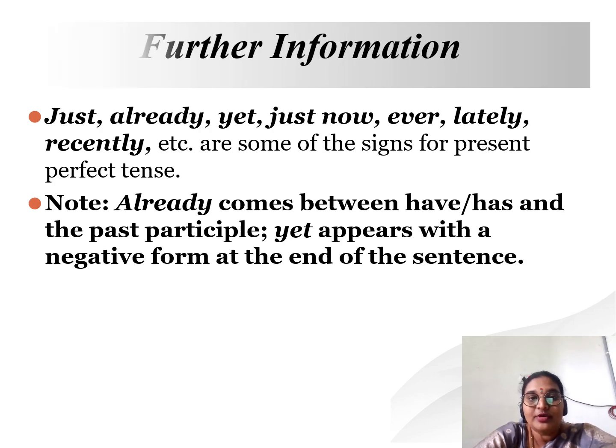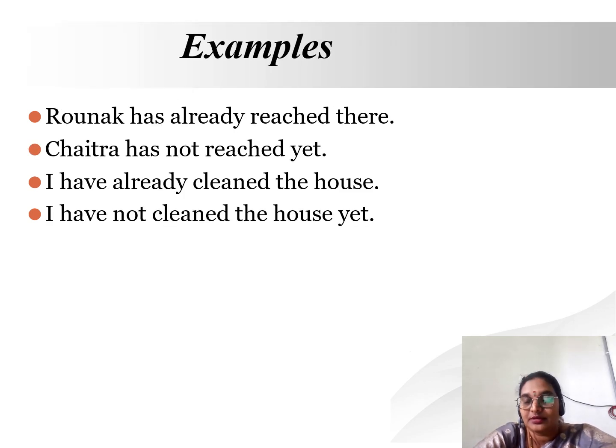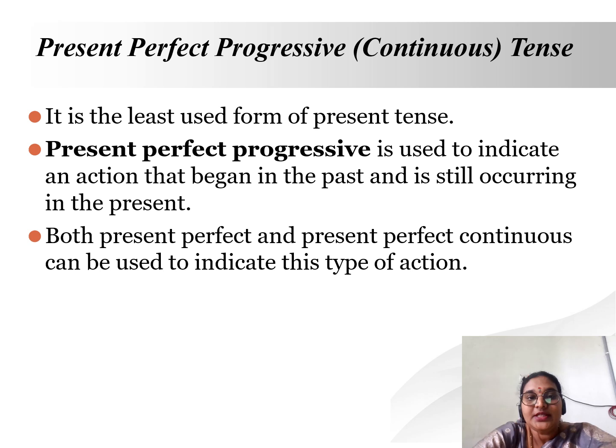And the last form of simple present tense is present perfect progressive tense, or you can call this as present perfect continuous tense. So here present perfect progressive is used to indicate the actions which began in the past and they are still going on. So to represent these kind of scenarios we can take the help of present perfect progressive tense, or we call this as present perfect continuous tense.